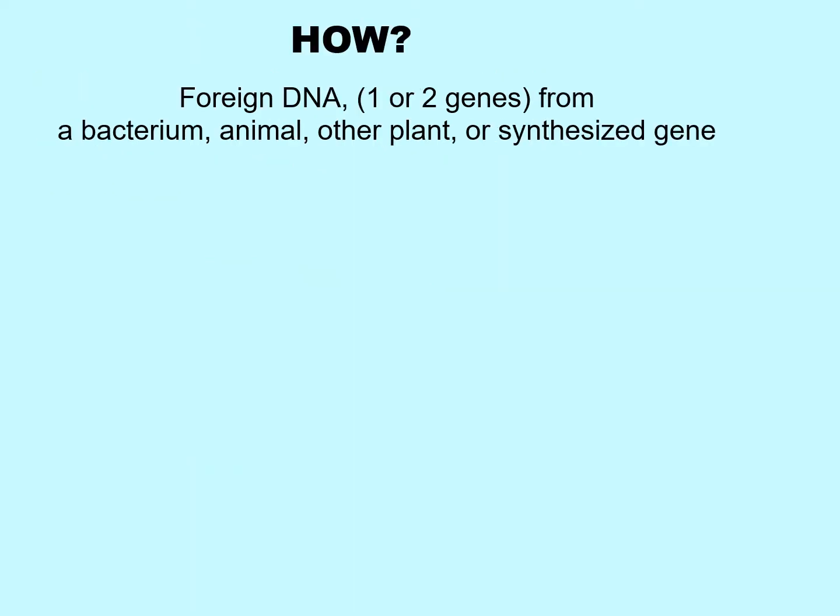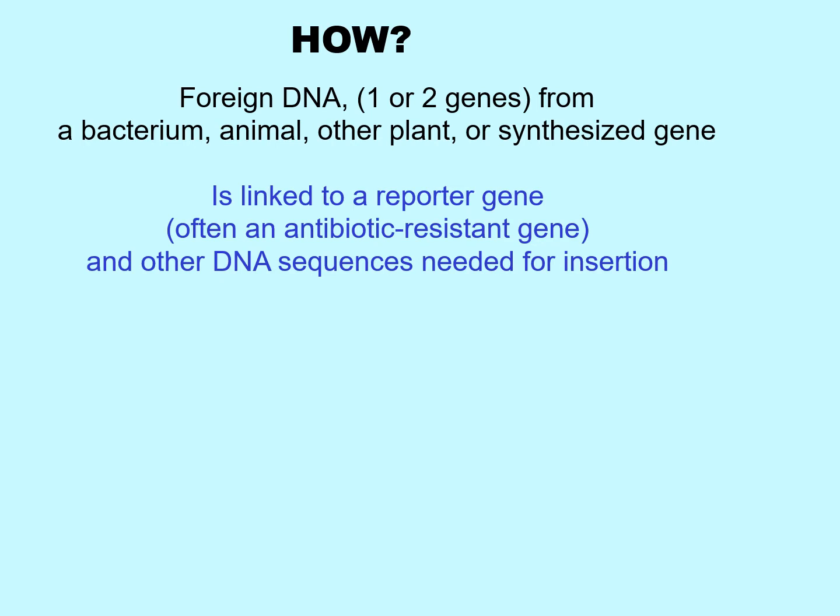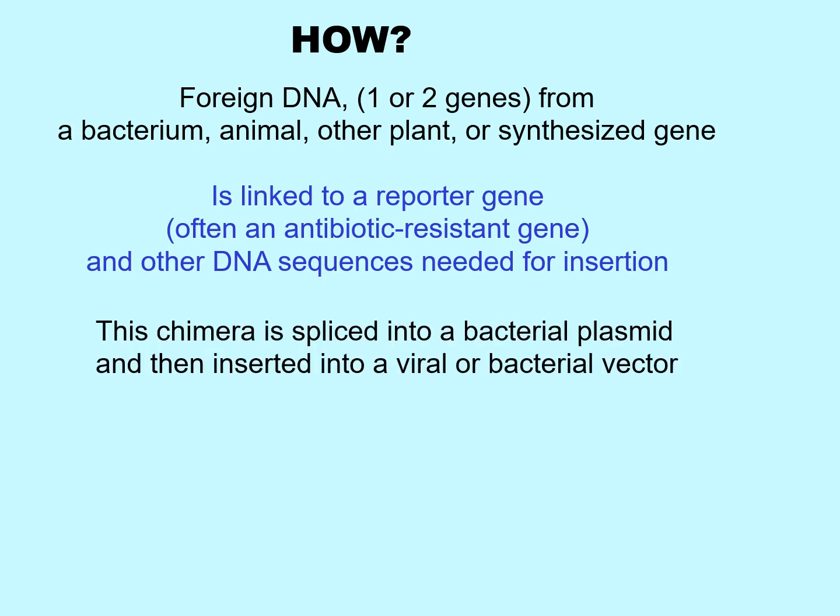So how does this happen? Well, you take one or two genes from a foreign DNA, either from a bacteria, an animal, another plant, or a synthesized gene. You link it to a reporter gene, which is often an antibiotic-resistant gene, and other DNA sequences that are needed for insertion. This chimera is spliced into a bacterial plasmid and then inserted into a viral or bacterial vector.